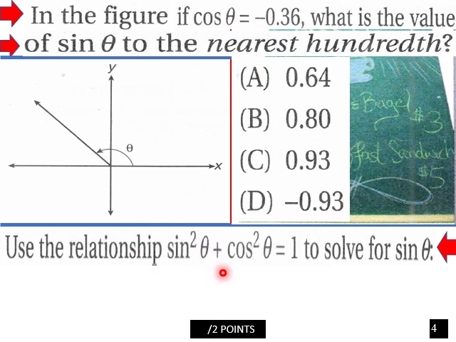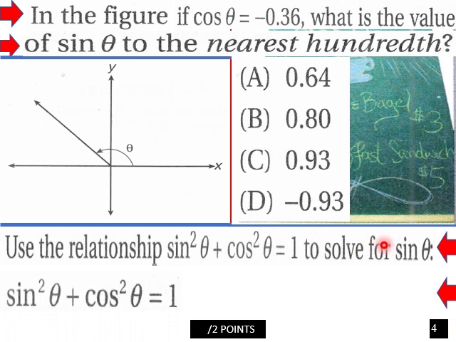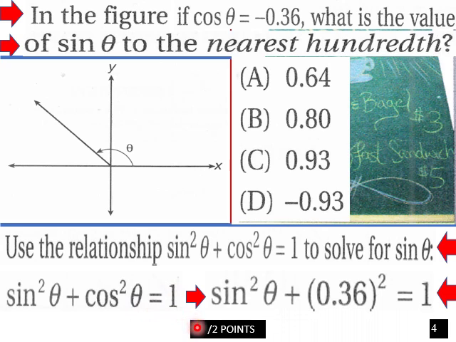Use this relationship, sine squared theta plus cosine squared theta equals 1, to solve for sine theta. And this is our Pythagorean setup. So sine squared theta plus negative 0.36 squared equals 1. We're going to plug this in here.